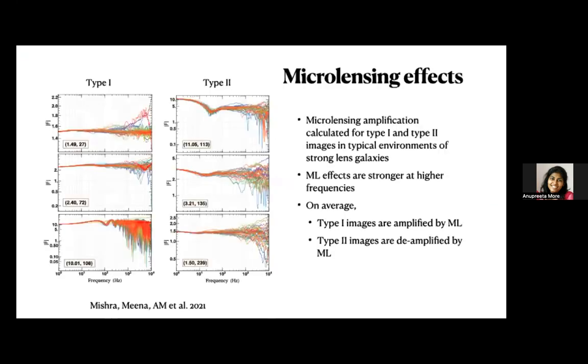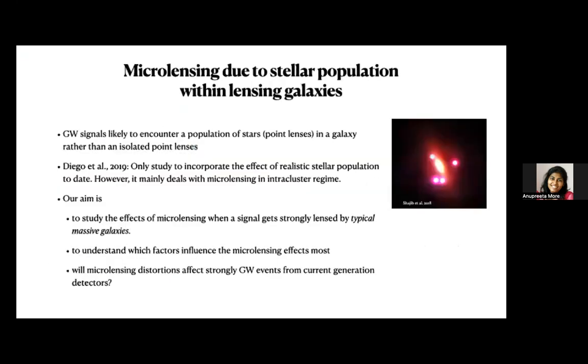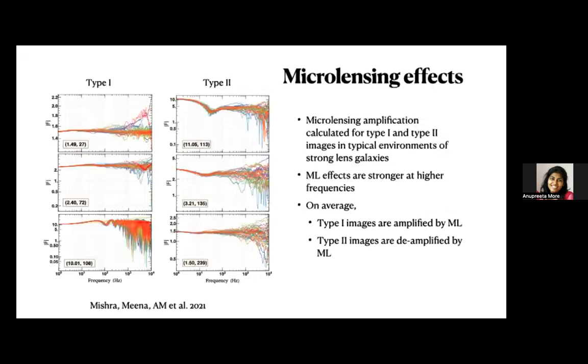To understand that, we implemented this framework where we can model the entire stellar population as microlenses on top of our strong lenses. Here we are showing the amplification curves as a function of the frequencies, how they look for the type 1 images and the type 2 images. Here we have shown different macro magnifications, meaning the magnifications of the main images. We also need to specify the local microlens density. If the image is very close to the center of the galaxy, then the density of the stars is going to be much higher compared to an image which is in the outskirts. The local microlens density environment of the macro images is going to be different. So that's what we are also modeling here.